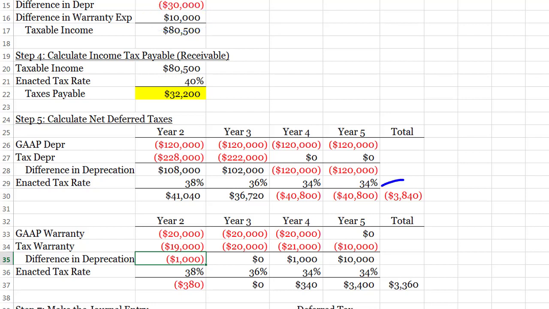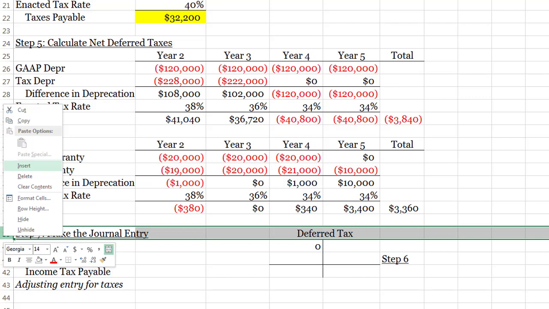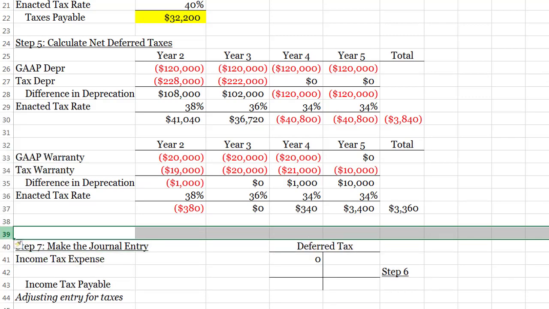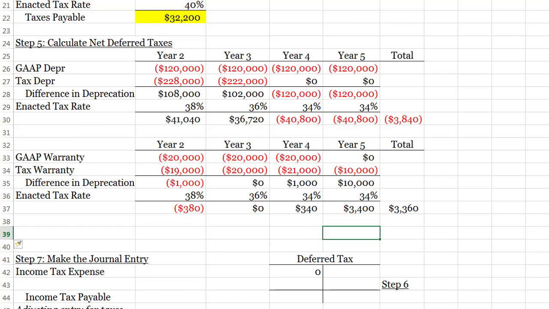So we have a deferred tax liability here and a deferred tax asset down here with our two adjustments, depreciation and warranty. Now the last thing we need is a sum. So I'm going to add a couple of rows. And right here, we're going to calculate net deferred taxes. I'm going to bold that just so it's easy to find. I'm going to make this equal to the two total values.